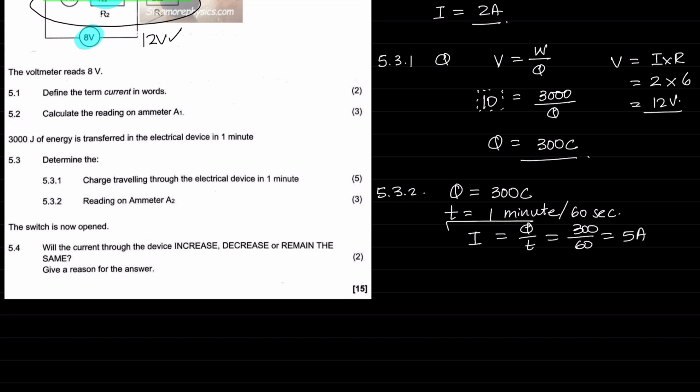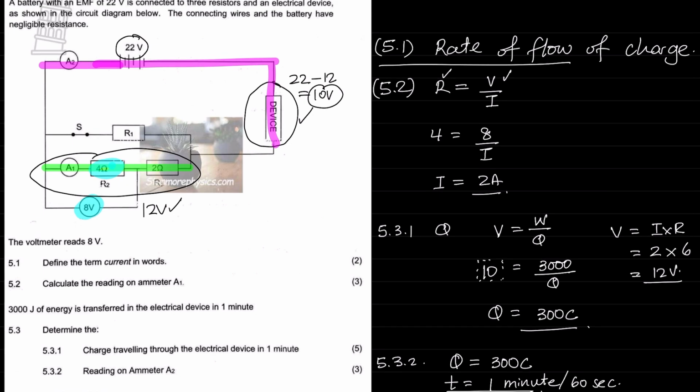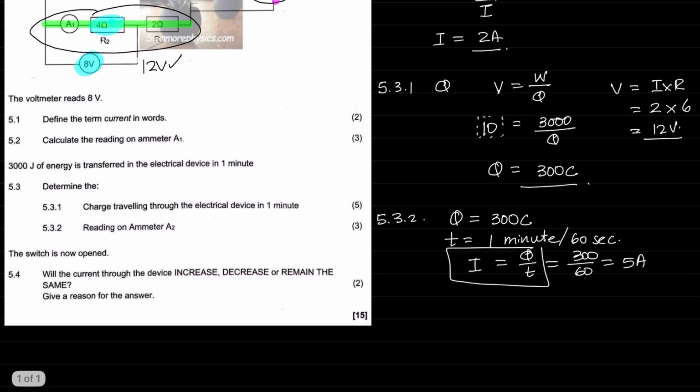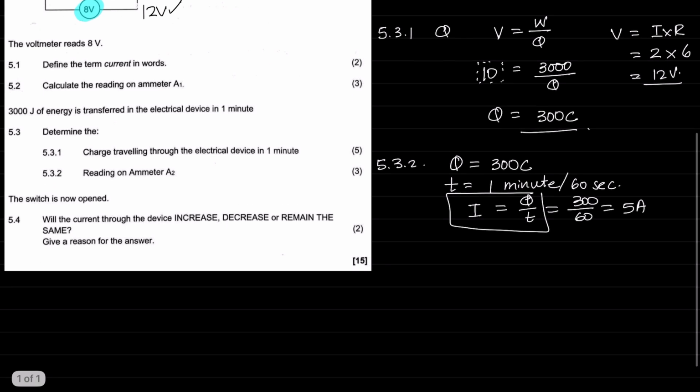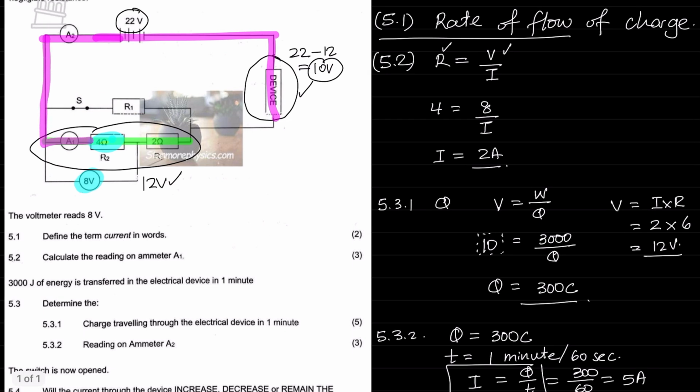And remember, this is actually from the definition in 5.1. Current is the rate of flow of charge. So charge divided by time. And the last question, question 5.4. The switch is now opened. So if the switch is opened, it means that no current is going to go through this top branch. It means that my circuit is now just this. This top part is now gone.